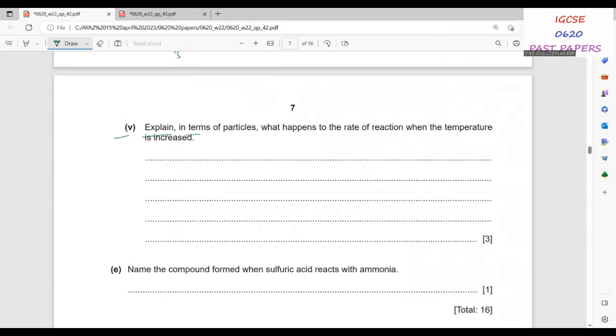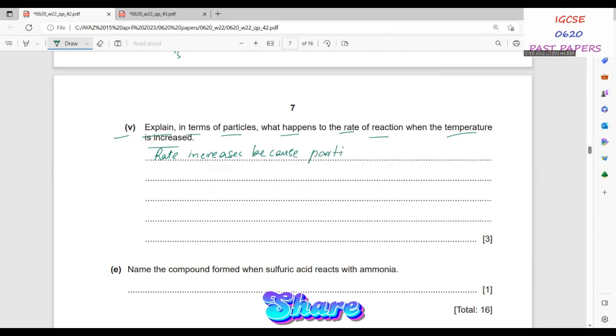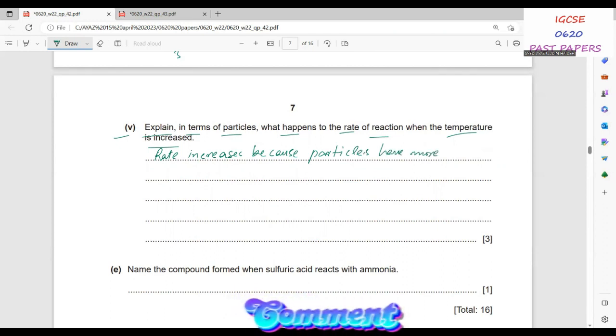Number 5, explain in terms of particles what happens to the rate of reaction when the temperature is increased. This is very easy. Rate increases because particles have more energy. More collisions occur per second.